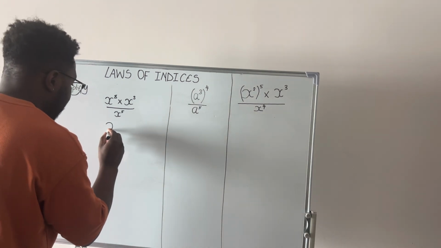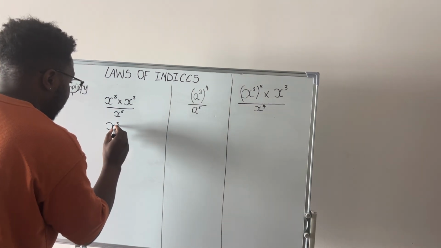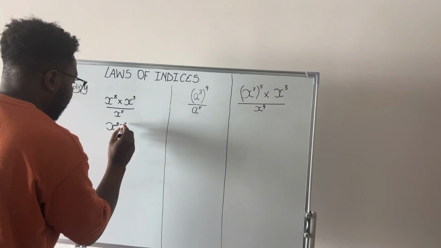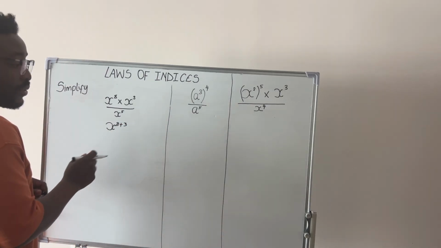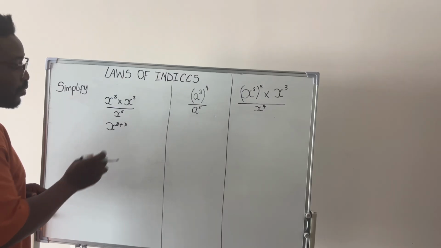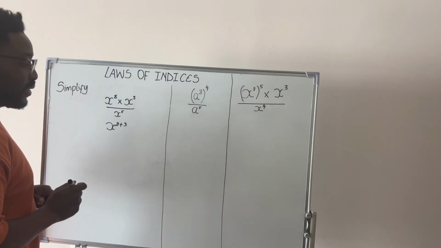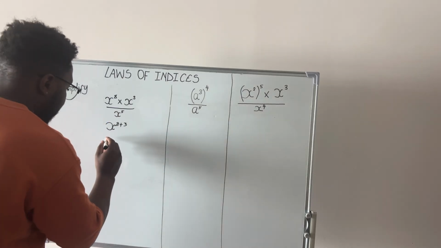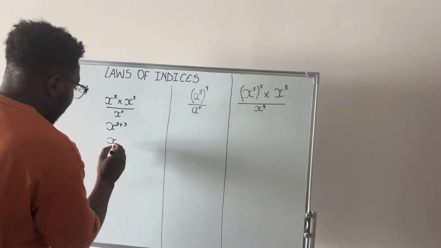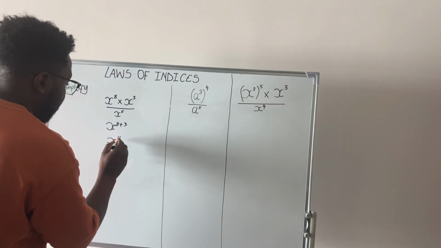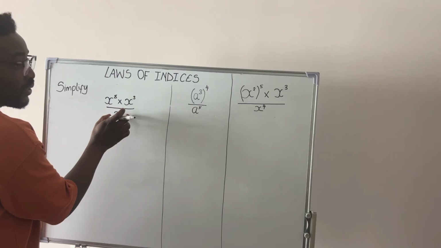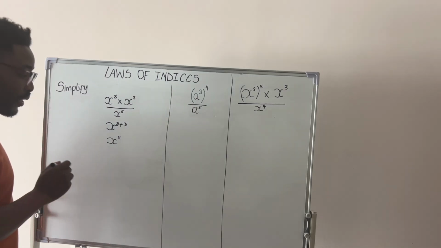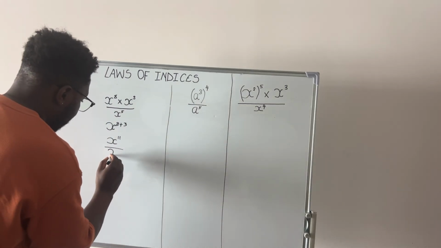So that then will be x raised to 8 plus 3, because we are adding the indices. That gives us x to the power 8 plus 3, which is 11. Now remember it's being divided by x to the power 5.